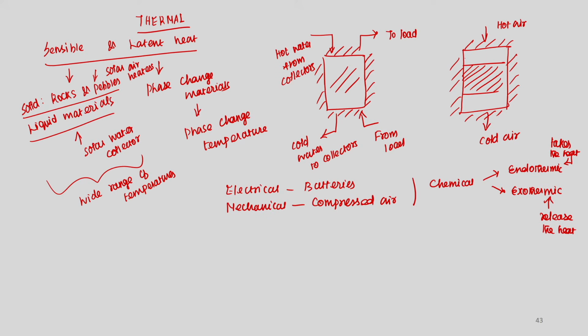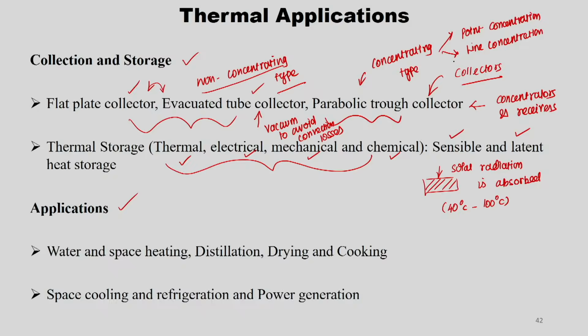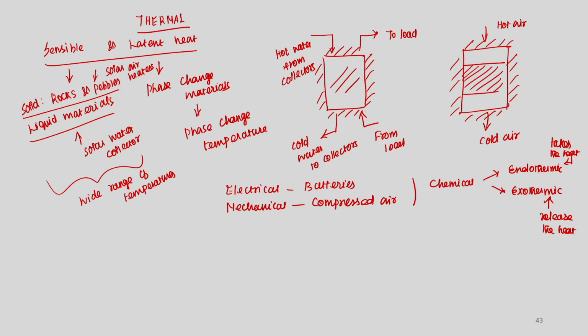That is all about storage, and then we will review some of the applications. Water and space heating, distillation, drying and cooking can all be done by solar energy. Space cooling and refrigeration can also use solar energy, and then power generation also. All of these are thermal applications.